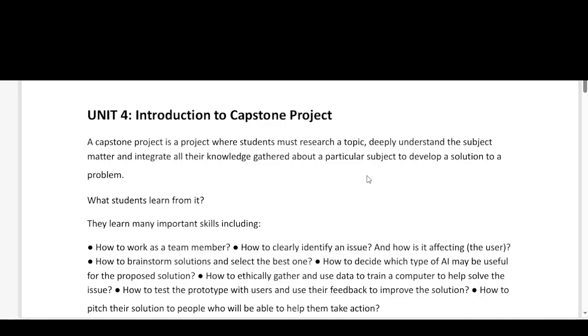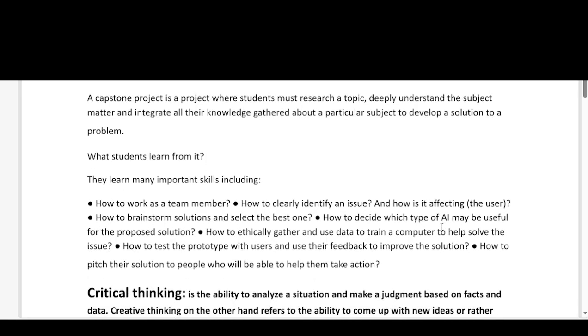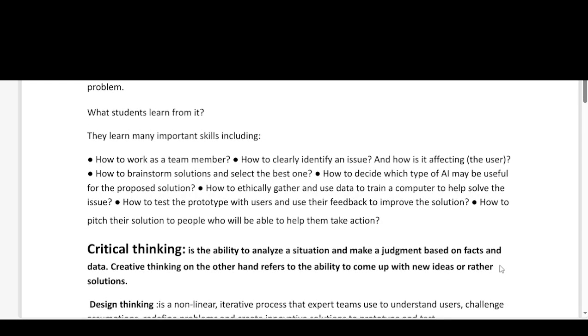They learn many important skills, including how to work as a team member, how to clearly identify an issue and how it is affecting the user, how to brainstorm solutions and select the best one, how to decide which type of AI may be useful for the proposed solution, how to ethically gather and use data to train a computer to help solve the issue, how to test the prototype and use the feedback to improve the solutions, and how to pitch their solutions to people who will be able to help them take action.